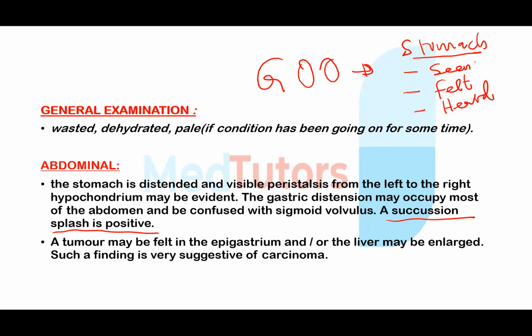So you can see a visible contraction, visible peristalsis from the left side to the right, from the left hypochondrium to the right, because of the vigorous peristalsis that is attempting to expel the gastric content into the stomach. You can palpate a mass if there is an antral tumor, and you can hear succussion splash.